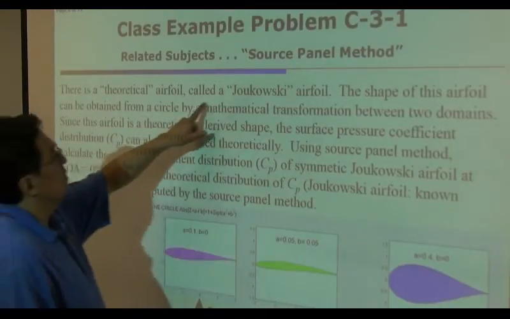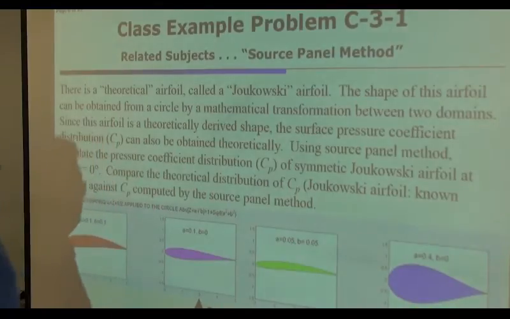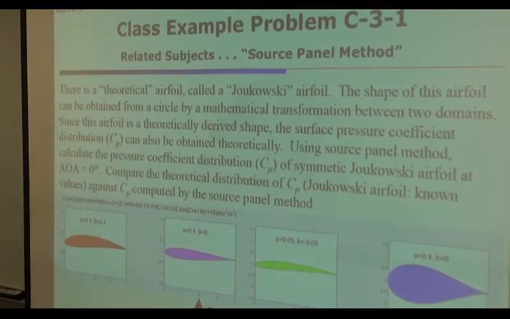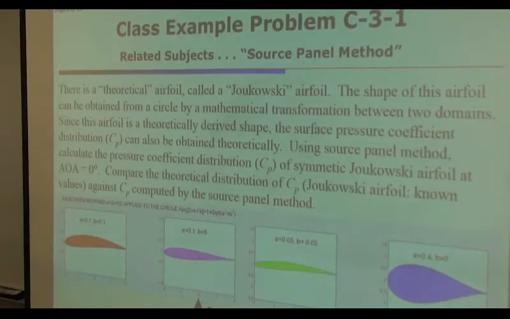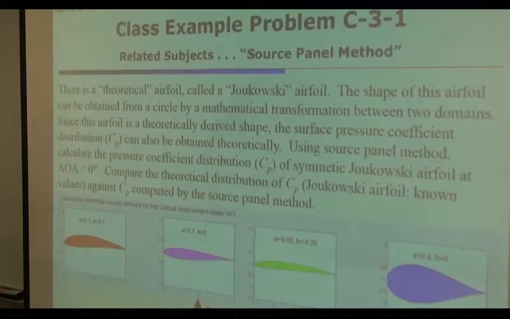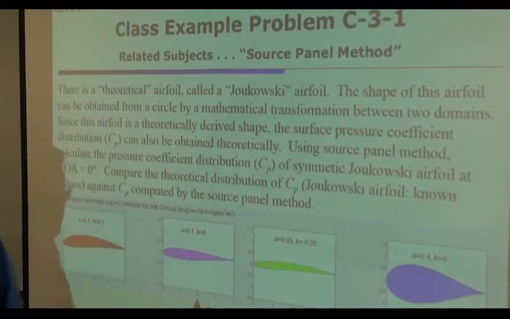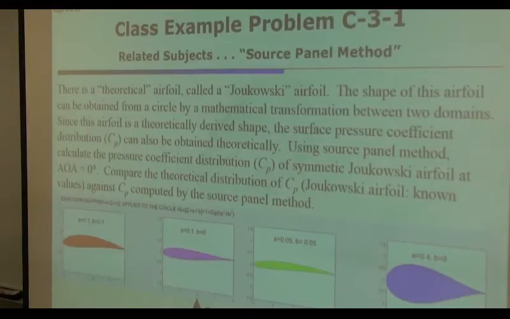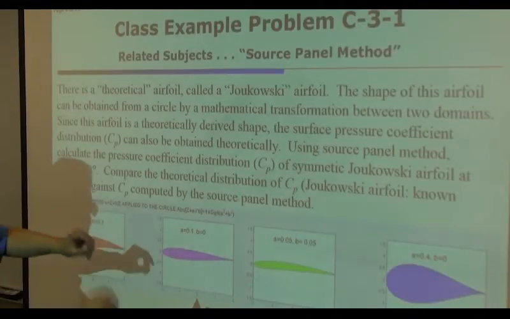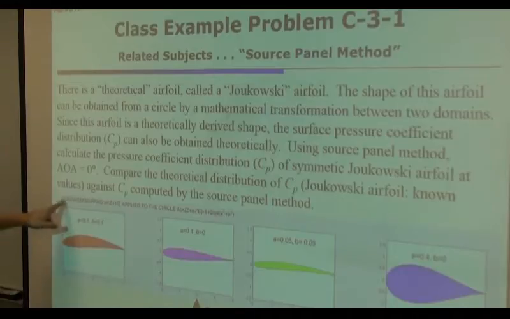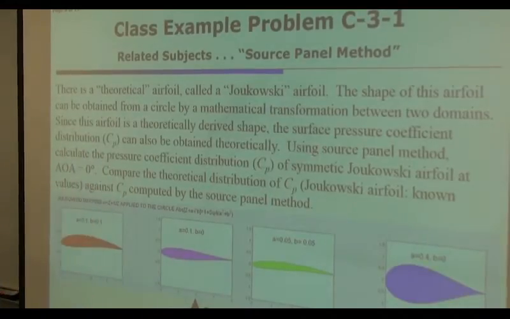Let's take a look at the example problem here. There is a theoretical airfoil called a Joukowsky airfoil. The shape of this airfoil can be obtained from a circle by a mathematical transformation between two domains. It's called conformal mapping, which is above and beyond this class's scope, so we're not going to cover that. But this technique transforms the original circular cross-section into an airfoil shape by using transformation equations.